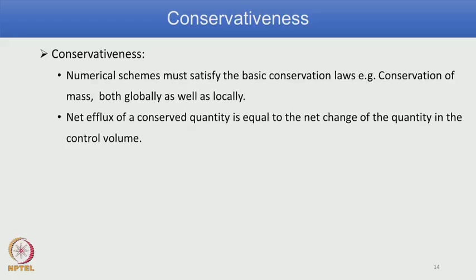So, if you consider the finite volume method, I already mentioned the flux crossing is accounted properly between two adjacent control volumes, and if you sum them together for the entire domain, then conservation is automatically satisfied both locally as well as globally. So, the net efflux of a conserved quantity from one volume is equal to the net change of the quantity in the control volume. If we consider the entire domain, then the net quantity is also conserved.